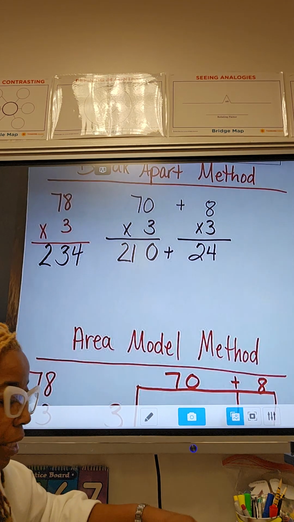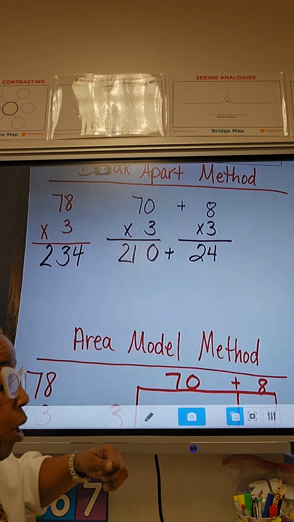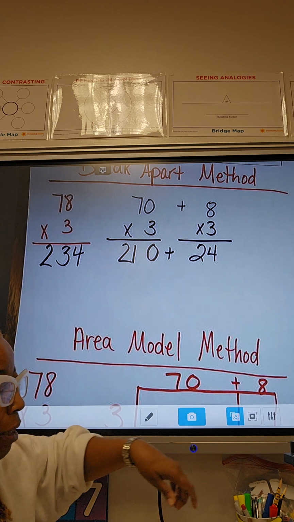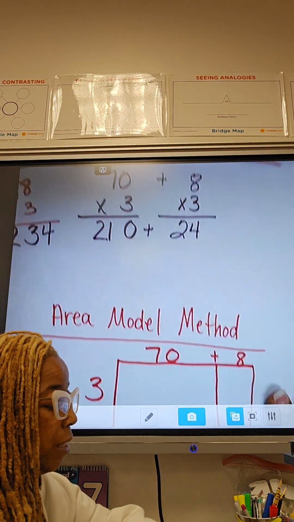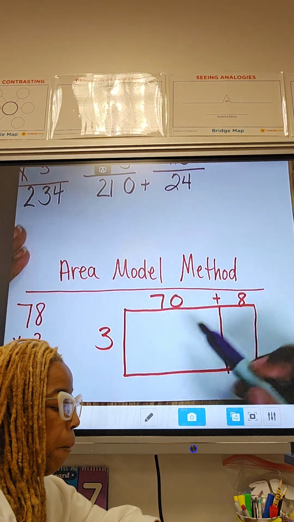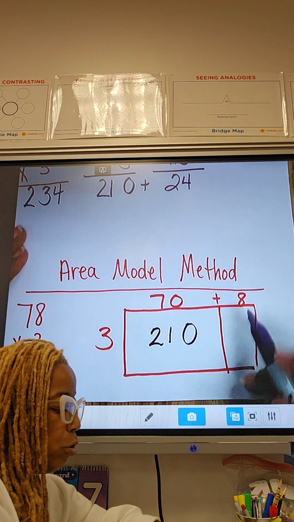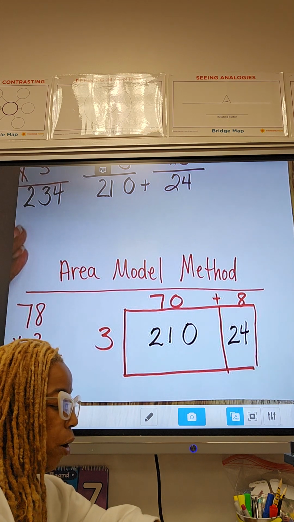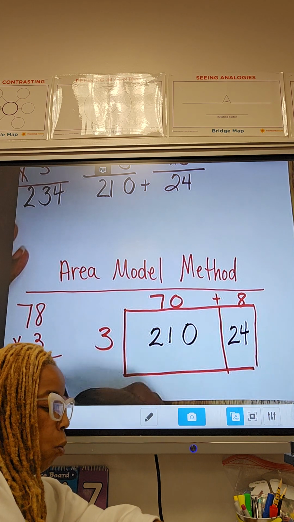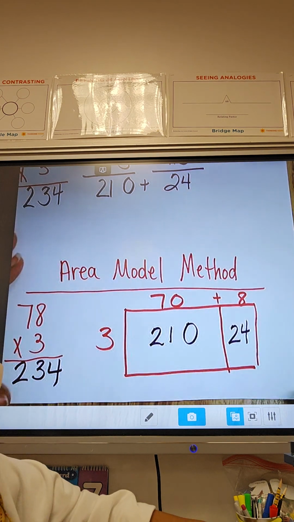It's the exact same thing that you did up top, but it's in a box method, and for some it seems easier. So you just need to figure out with your scholar which one they like to work with. I like them to practice both, but in the end, I want them to choose one of these strategies to use. Okay, so again, you see that 0, bring it on down, baby, bring it on down. 3 times 7 is 21. 3 times 8 is 24. 210 plus 24 equals, just like up top, you can add it horizontally, ones place, tens place, hundreds place. It's 234.